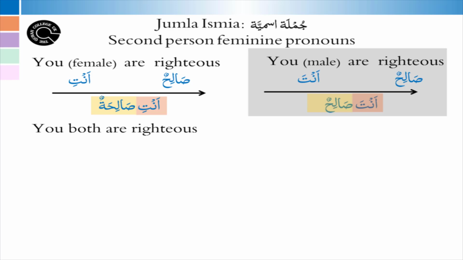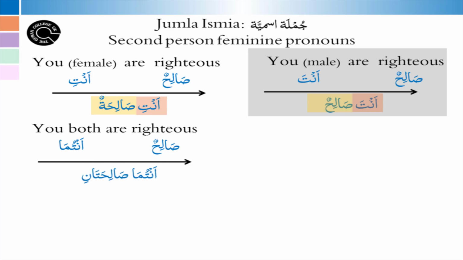The dual example of the pronoun is "You both are righteous." For righteous, we use salihun. For you, in dual feminine form, we use antuma. Therefore, the nominal sentence with second person feminine dual pronoun is antuma salihatani.